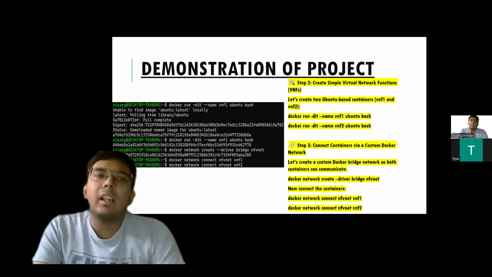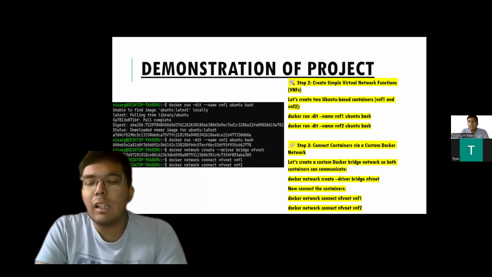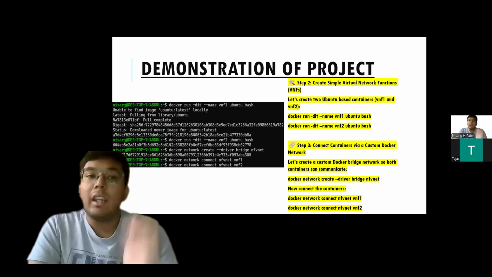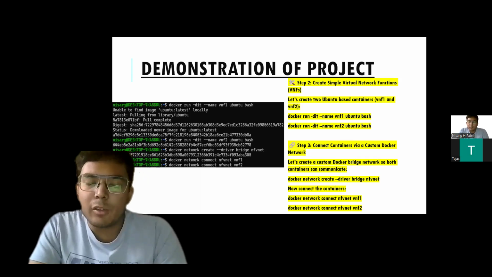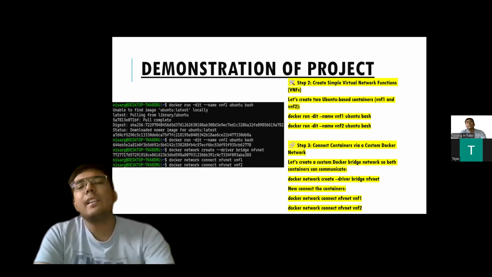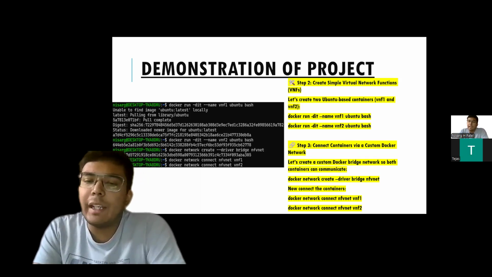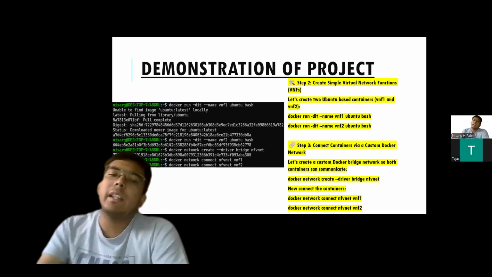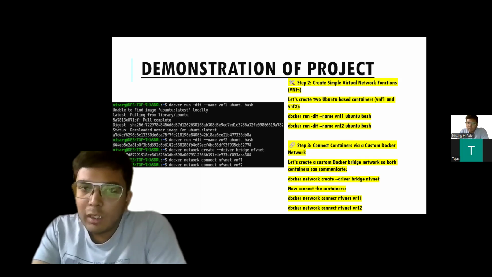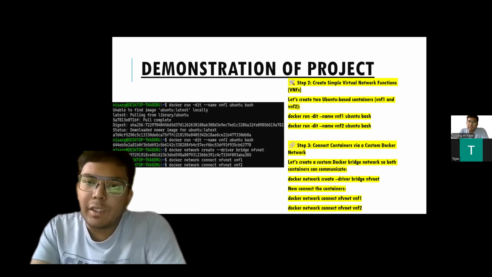And after establishing the bridge, we must connect our two containers to the bridge so that the connection will successfully establish. So we'll write the command docker network connect nfvnet vnf1 and docker network connect nfvnet vnf2. So, successfully connected to the bridge. Now communication can be established.